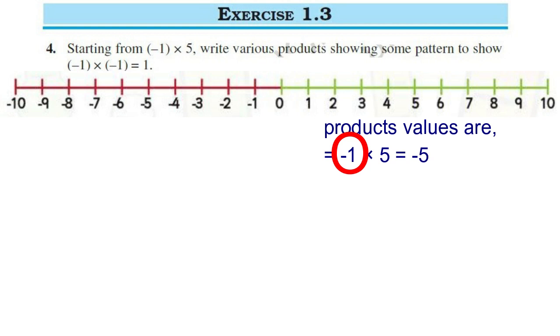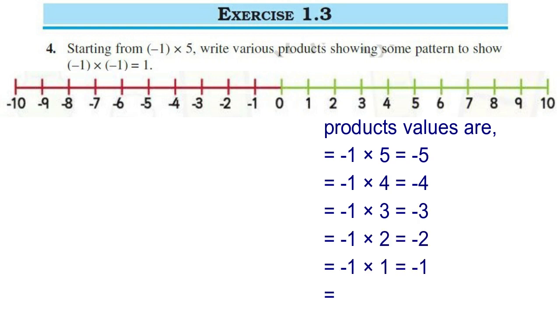So next we can write minus 1 into 4 equal to minus 4. Next we write minus 1 into 3, minus 3. Next we write minus 1 into 2, minus 2. Here we can observe we are going towards the negative integers. Next we multiply minus 1 into plus 1 equal to minus 1. Next we multiply minus 1 into 0, so equal to 0. Minus 1 into minus 1 equal to 1. So finally we reach plus 1, means 1.